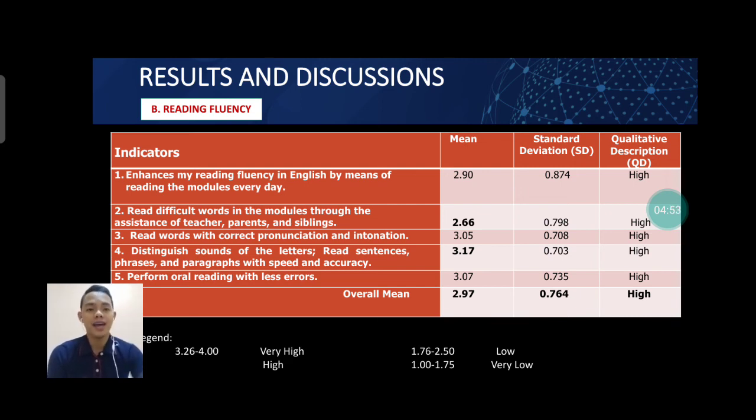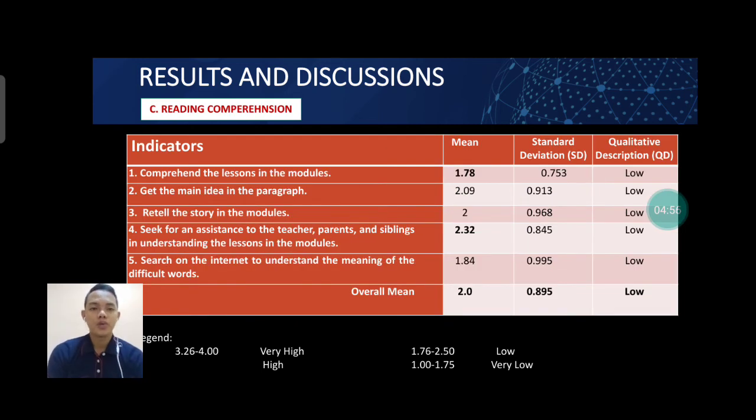So in the third component, which is reading comprehension, the indicator "seek for assistance from the teacher, parents, and siblings in understanding the lesson in the modules" obtained the highest mean, which is 2.32, which means low. This means that the learners do not have assistance from their teachers and parents in understanding the lessons in the modules.